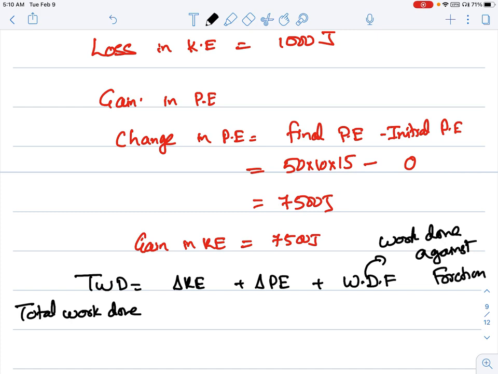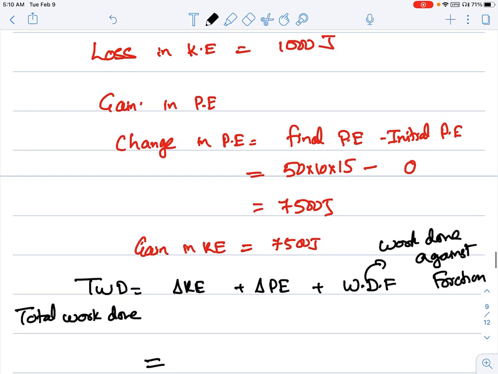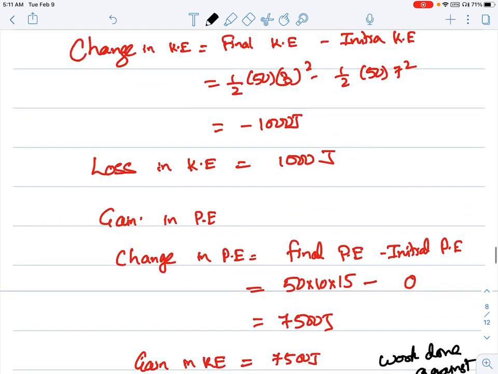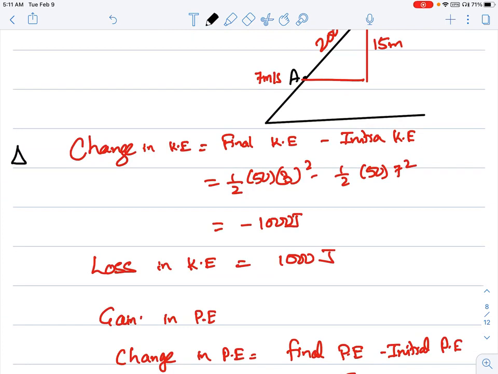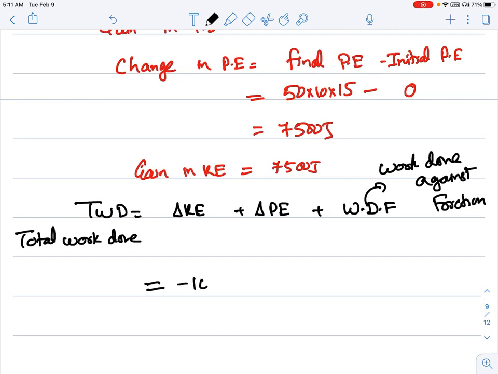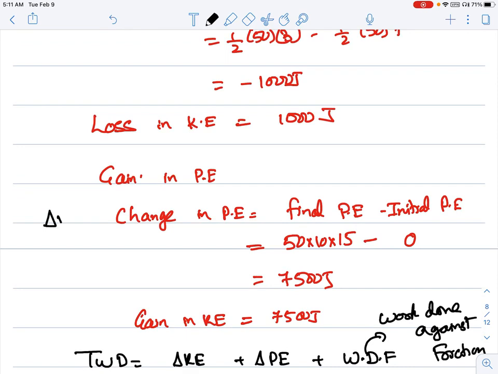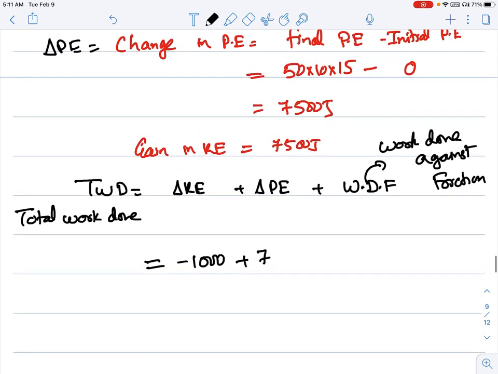So total work done is being asked. So delta KE. Delta KE means we have to find the loss in kinetic energy. Delta KE is the change in kinetic energy, so we use minus 1000. That's the reason I have found it, always change. Plus delta PE. This is also the change in potential energy. Change in potential energy is 7500.